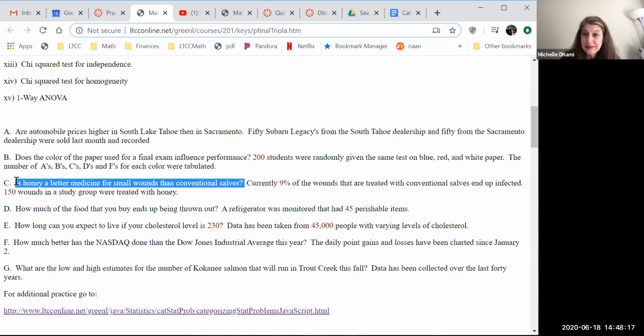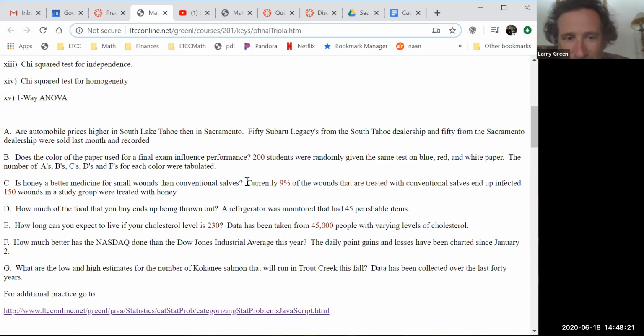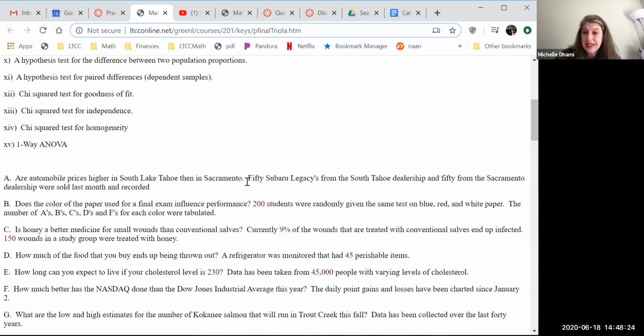I don't know. Take a look. I can't see the question. If you move it down a little bit, I can see the question. It's because of the blocks of our faces. Okay. Currently, 9% of the wounds that are treated with conventional salves end up infected. Well, I'm asking if they're infected or not. Exactly. That's why it's yes, no. It's not because it says, is honey better medicine? It's because you're asking if it's infected. Okay, that's the first thing.